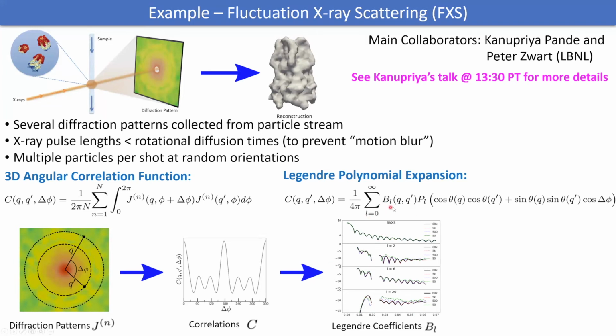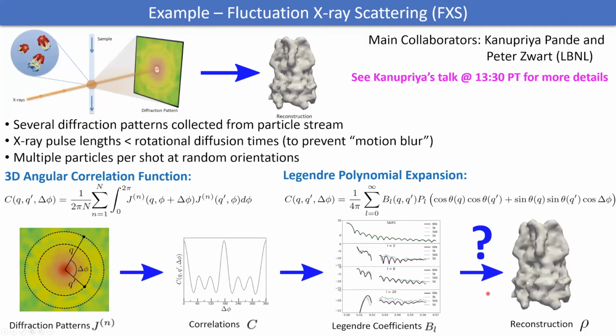And in fact, the B_L terms aren't just 1D curves, they're actually two-dimensional functions of the two rings, Q and Q prime. So you actually get a series of 2D spectral surfaces, not just 1D curves. Here I've just plotted them as 1D curves to fit everything on the slide, but they're really 2D spectral surfaces. So you really do have full 3D information there. But then the question is, how do you go from these B_L coefficients and reconstruct the density of the sample that you're imaging?